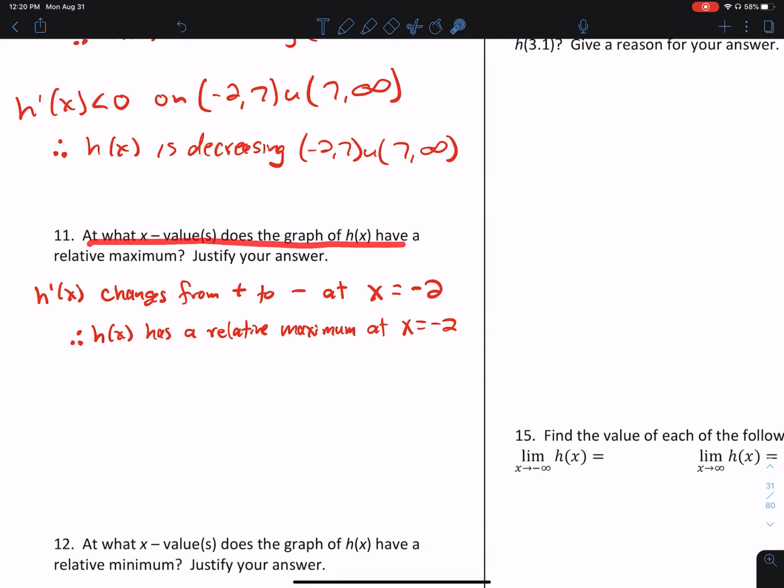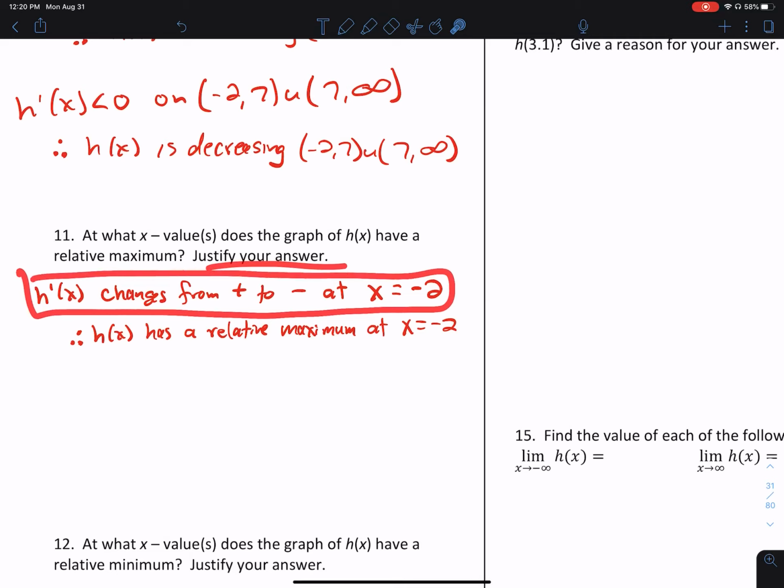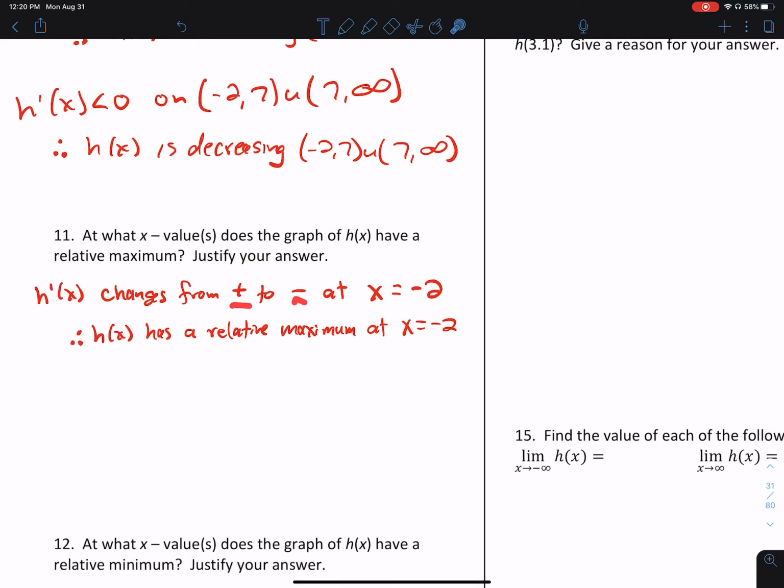At what values does it have a relative maximum? We set it here. Justify your answer. This is my justification right here. If you don't like the symbol plus or minus, you can say changes from positive to negative, and that's better to say, but you know, I'm lazy.